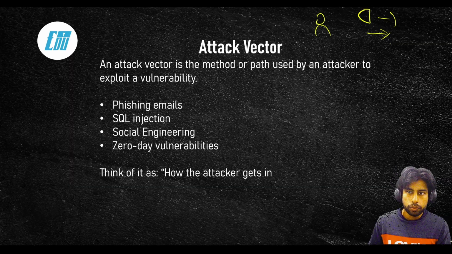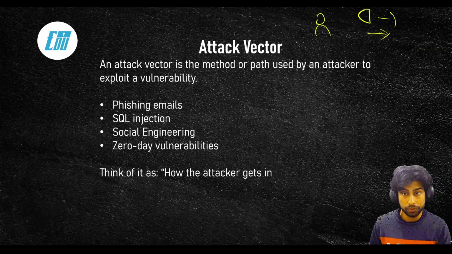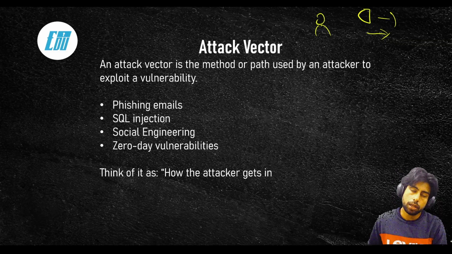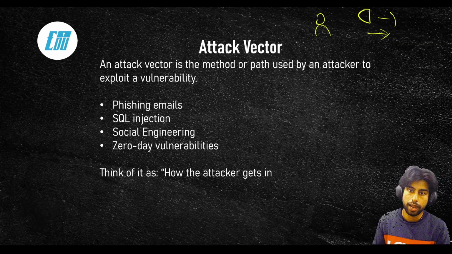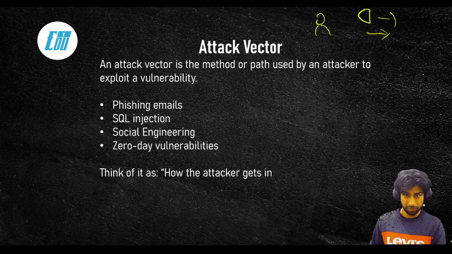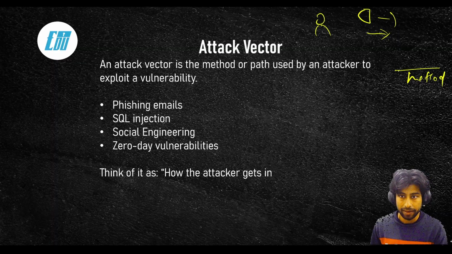So after that, when the employee clicks on the links, they download something. Maybe they download a backdoor, and the hackers come into the system and exploit it. So overall, what is the method? What is the method? That is the attack vector.